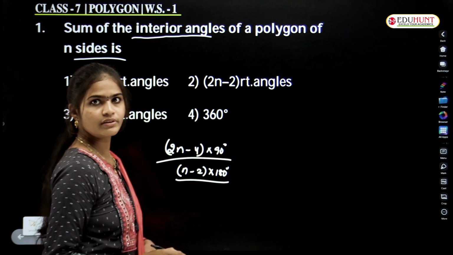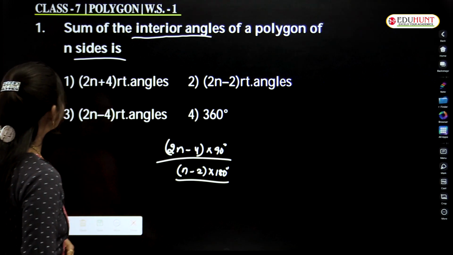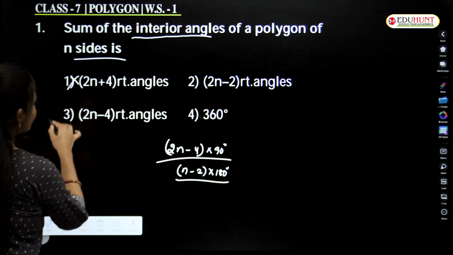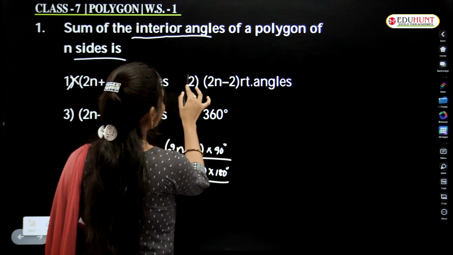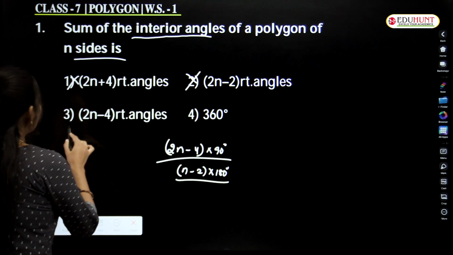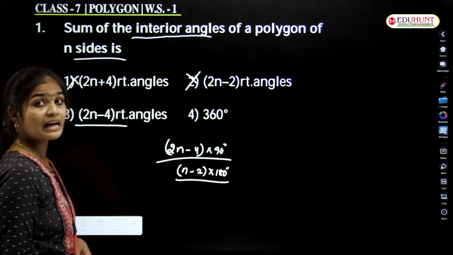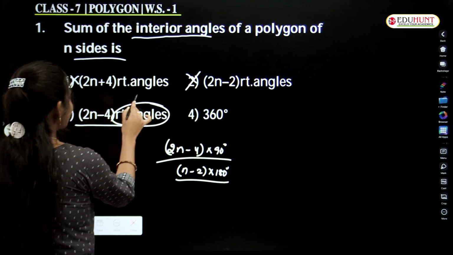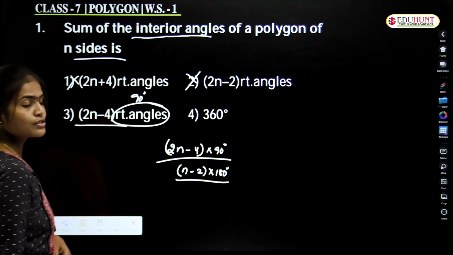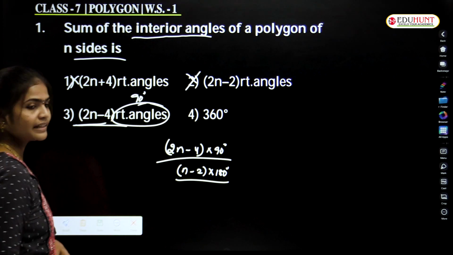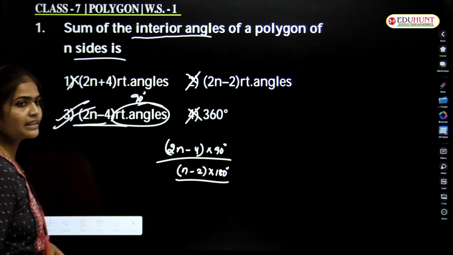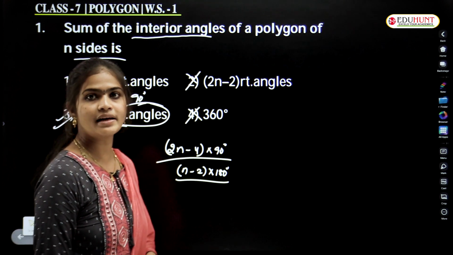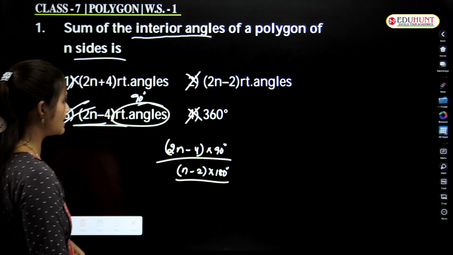This formula we already know, right? So which option is correct? 2n plus 4 is not the correct answer. Then 2n minus 2 into right angles, and here 2n minus 4 into right angles. A right angle is nothing but 90 degrees, right? So 2n minus 4 into 90 degrees. This is also a wrong option. So which one is correct here? Option 3, 2n minus 4 into 90 degrees.